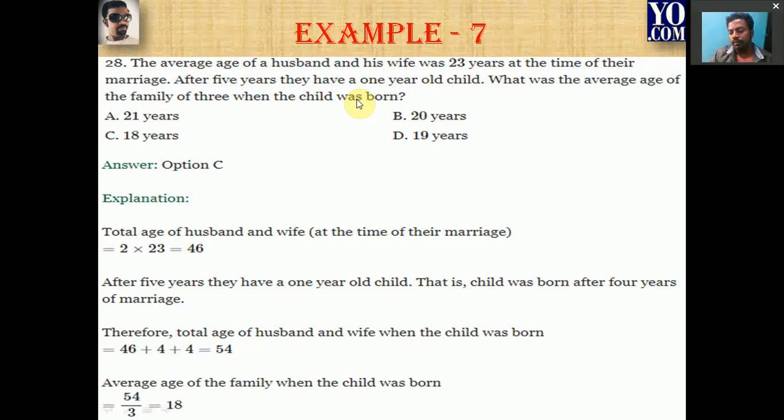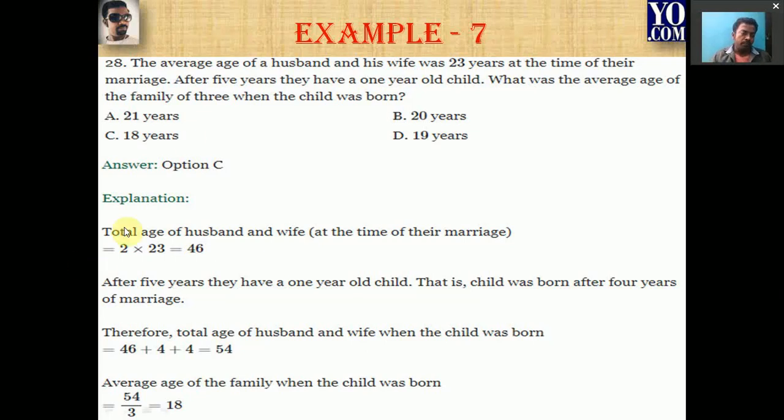So just understand the problem. The average age of the husband and wife at the time of marriage is 23. Then after 5 years they have a 1-year-old child. Now we are going to calculate the average age of the family members: husband, wife and the child. Here the answer is C, 18 years. The average age of the family is 18 years.